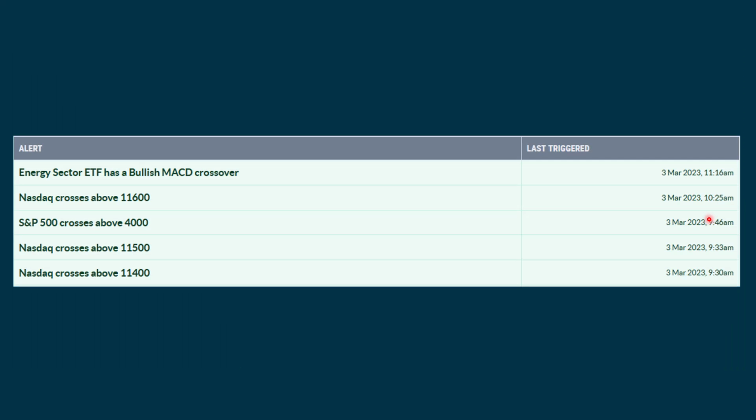Another thing that can be interesting are called technical alerts, and these are released every day. I only show the technical alerts for Friday's session because this list would become too long. When they're blue like they are now, that is more positive. When they're negative, they turn red. We read this from the bottom up, where first of all, the NASDAQ was able to get above 11.4, then 11.5, then eventually 11.6. The S&P was able to get back above 4,000, and then the energy sector had a bullish MACD crossover. And these are all the signals that were generated on Friday.